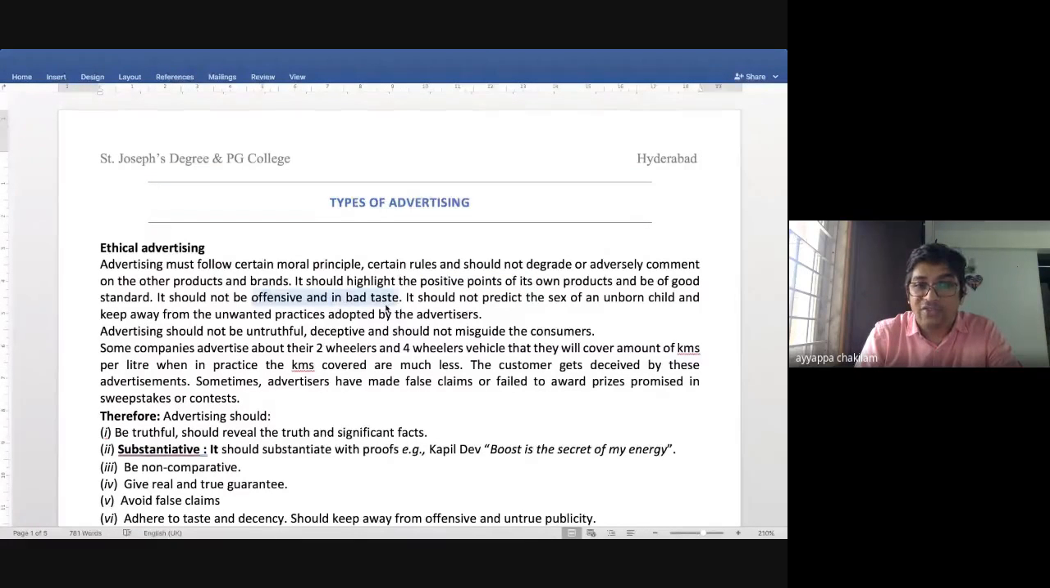It should not be offensive and in bad taste. Many a time we see that many of the ads are banned due to various reasons. Many reasons such as racism come in when an advertisement is offensive to a particular race or a particular religion, or is in bad taste to a particular community. So it should not be offensive and it should not be in bad taste to anyone.